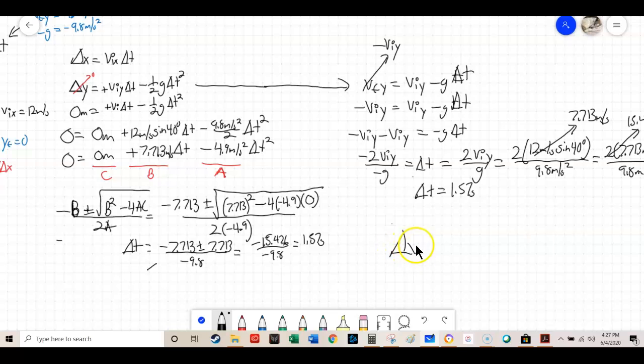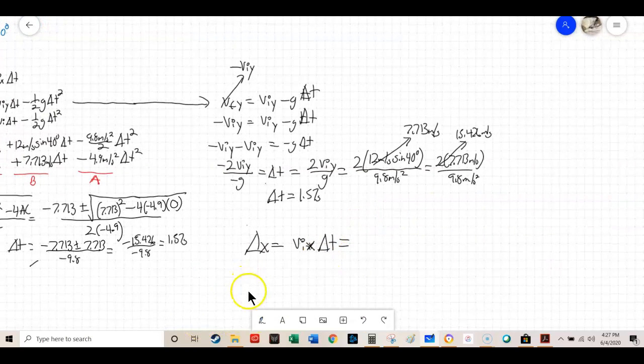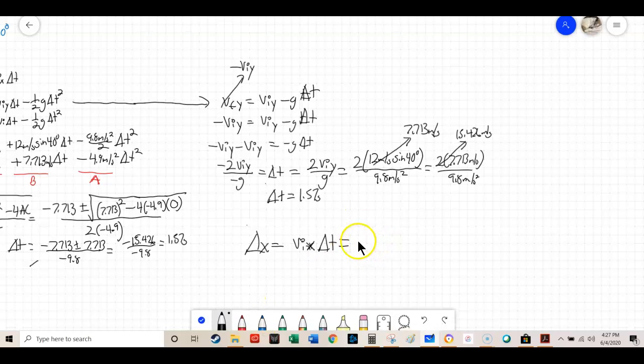So delta x now is going to be equal to our initial velocity in our x direction times delta t, which is going to be equal to 12 meters per second, and it's to the right, cosine of 40 degrees. And we're going to multiply that by our 1.57 seconds. All right, so delta x.